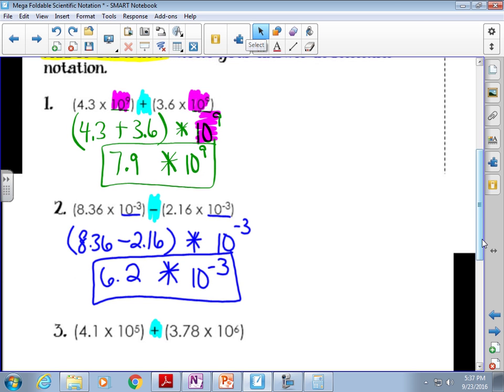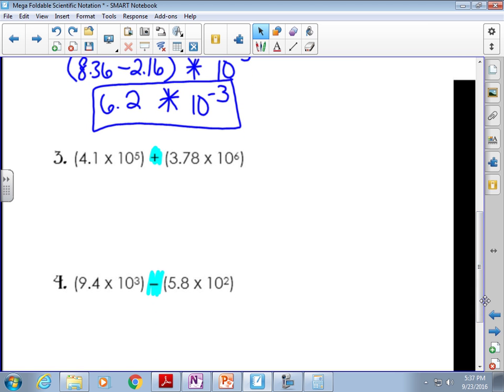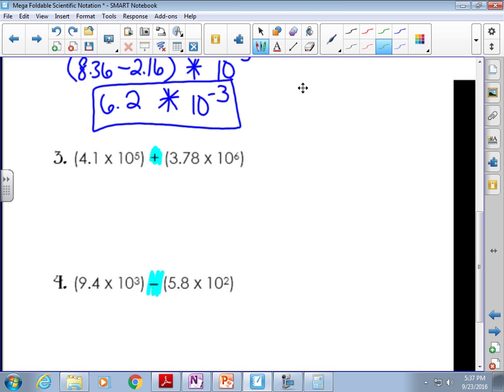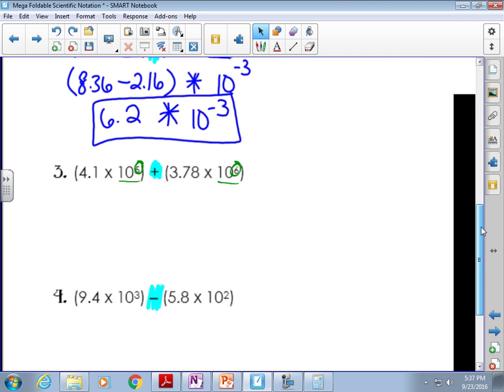Let's do another one. Number 3. 4.1 times 10 to the 5th plus 3.78 times 10 to the 6th. So I underline my exponents because I want to make sure they're the same. As soon as I underline them, I see this is 10 to the 5th, but this is to the 6th. So I need to make them the same. And what we're actually going to do is whichever one is smaller, we're going to go ahead and make it bigger. Okay? Always make the smaller one bigger. We're going to add that to our notes.